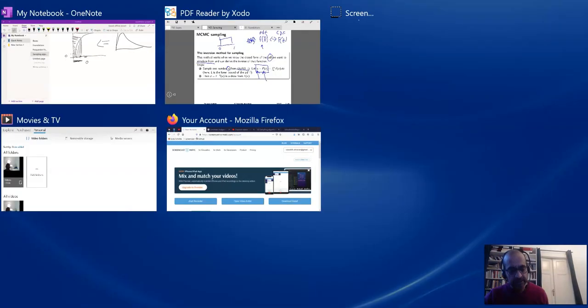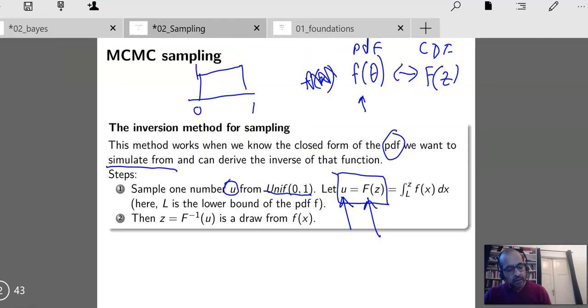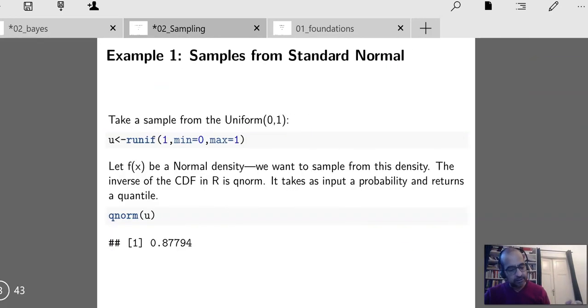This method is called the inversion method. What we are doing is we are taking the CDF, sampling from a uniform distribution between 0 and 1, and then mapping back to the x-axis, right, like I showed you graphically. So that's basically what this approach is.